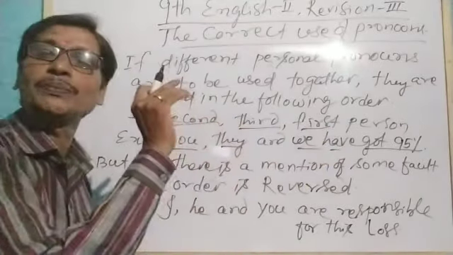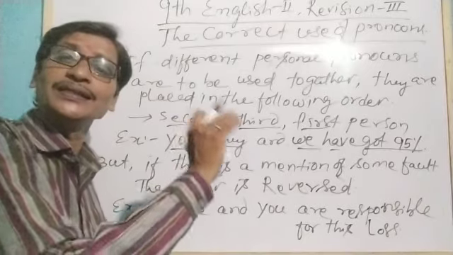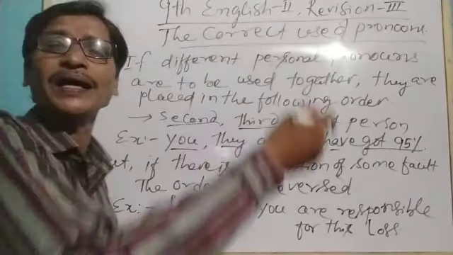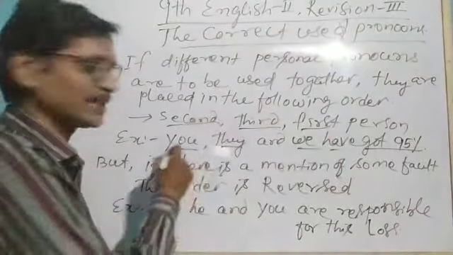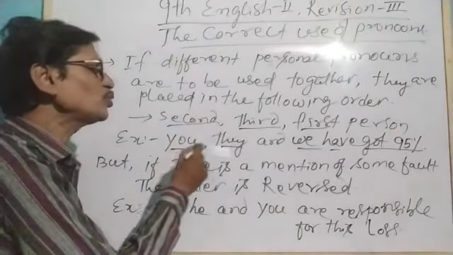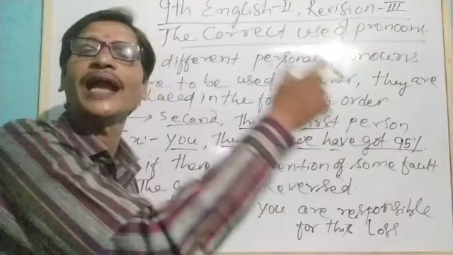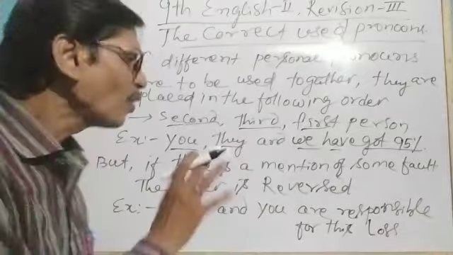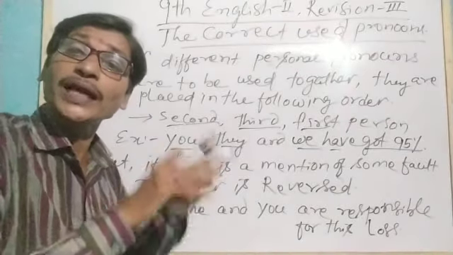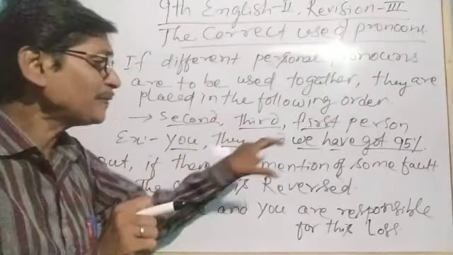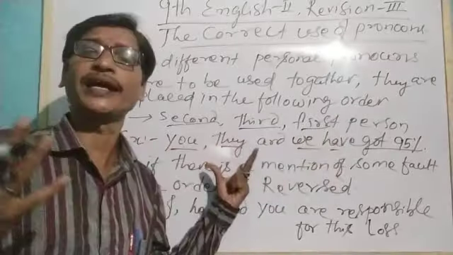We have to use the second person first, then third person, then the first person in our sentence, as the example is given. You, they and we have got 95%. Okay, but what happens? The contradiction is over here, if this is in the positive case.